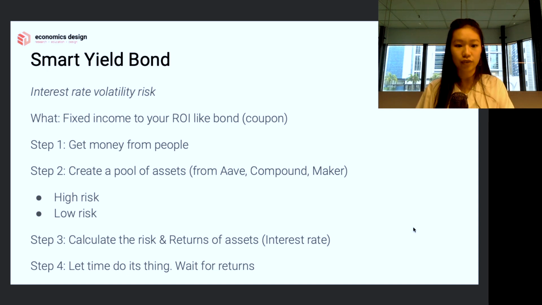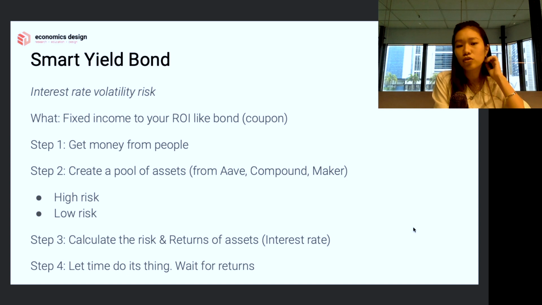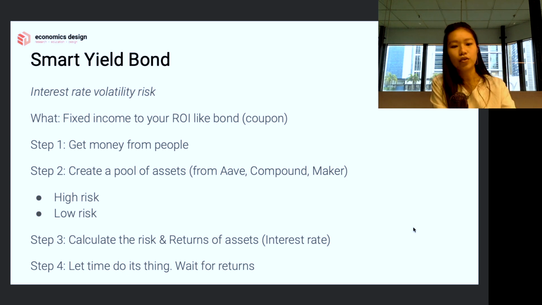Then step 3, we calculate the risk and returns of these assets. So defining the interest rates. So it could be high risk and you're putting money into very risky protocols and we're not very sure of the returns. Then you calculate the risk from there and the potential returns that is available from that. Low risk is something that's a bit less risky. The returns are not so high, but you have a higher confidence level that the money wouldn't just disappear or be gone, or have a smart contract hacked and everything will be gone.